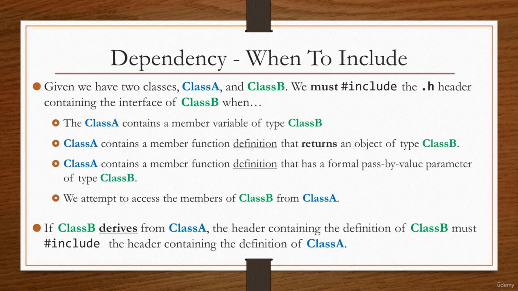Also, if class B derives from the class A, then the header containing the definition of class B must be included in the header containing the definition of class A. That again will derive from class B, because the compiler needs to know about the full type class B.